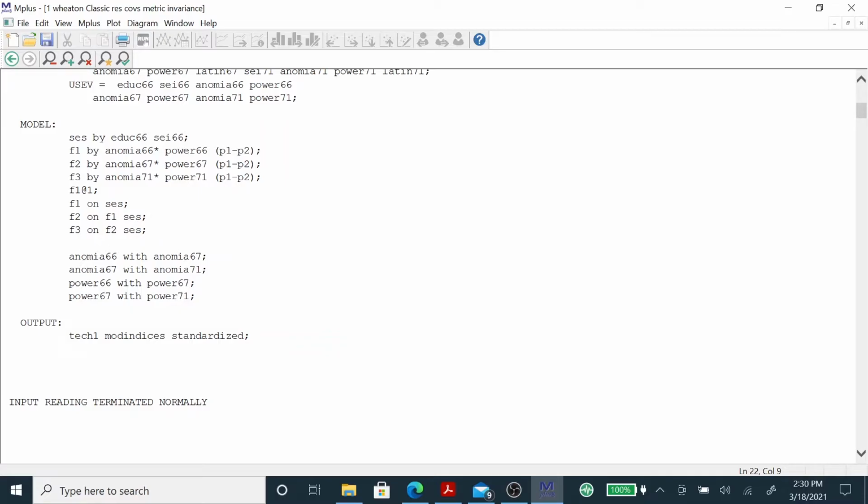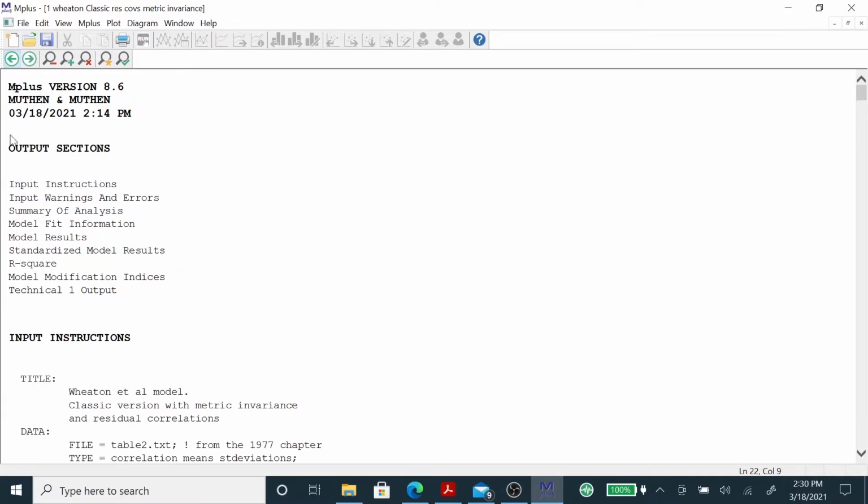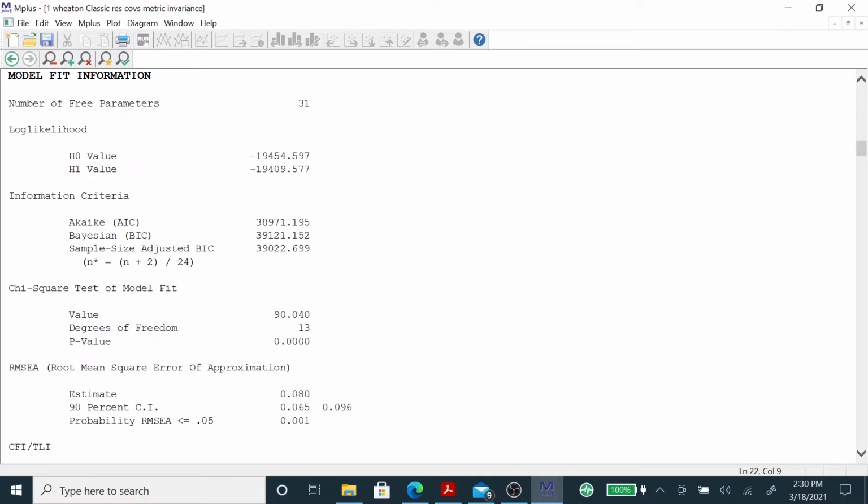And then we allow for the residual correlations, 66 with 67, 67 with 71. First for anomia and then for powerlessness. And we're asking for Tech1, mod indices and standardized. So we go to model fit information and we see 31 parameters and this likelihood that we had in the summary table of fit, with a chi-square that is a little bit too high and RMSEA that's also a little bit too high.